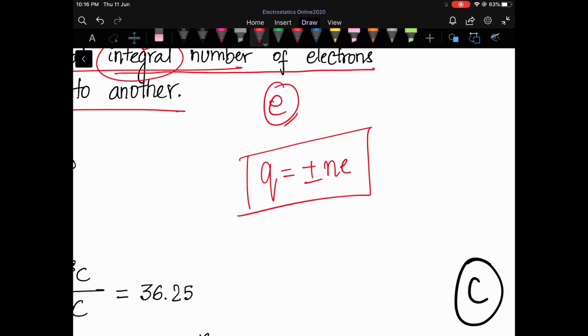Let me tell you again how to use this formula. Q represents the charge on a given body. Plus has to be used if the body is losing electrons. Minus has to be used if the body is gaining electrons. n has to be the number of electrons lost or gained by the body. And e is simply our electronic charge or elementary charge.